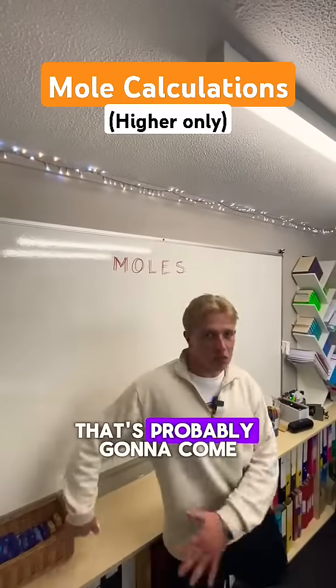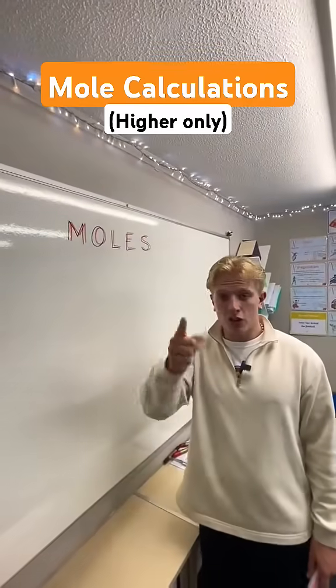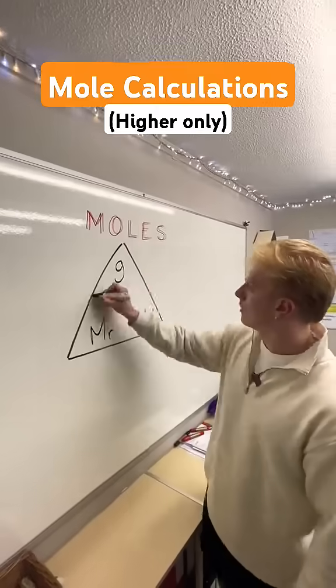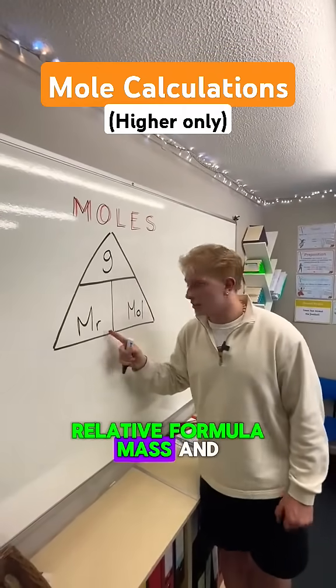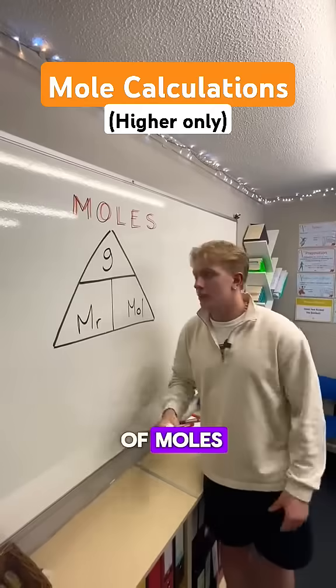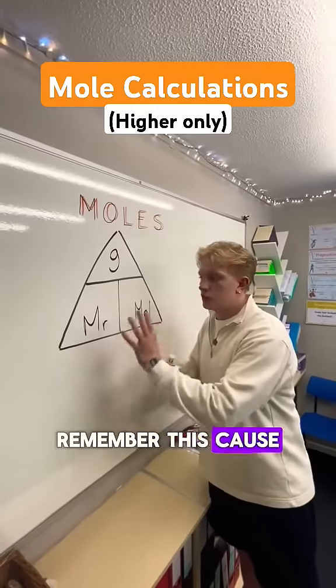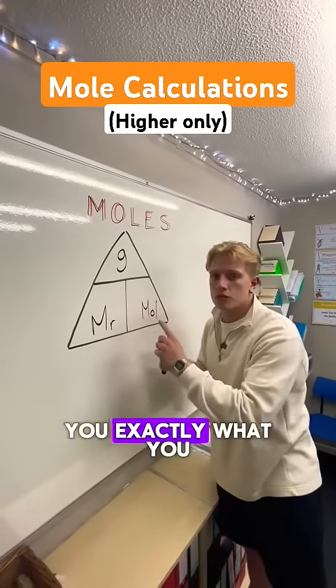The calculation question that's probably going to come up in your chemistry paper 1, and you're probably scared of it, is moles. Remember, G, Mr, Mole. G stands for mass, Mr is the relative formula mass, and mole is the number of moles. Obviously, these aren't the right symbols, but G, Mr, Mole sounds better. Remember this, because then you just cover up whatever it is your question is asking you for, and this triangle tells you exactly what you need to do.